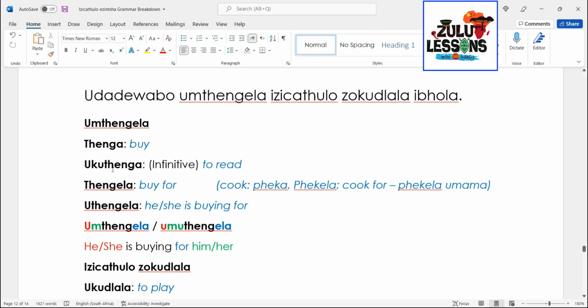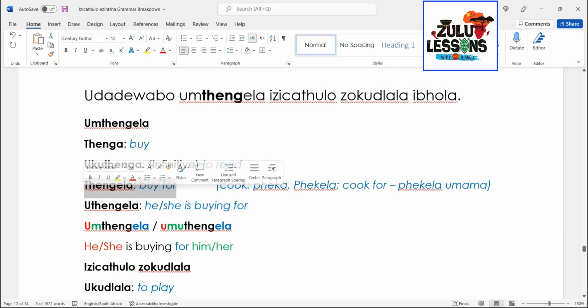So, umthengela is what I would like us to look at. The verb thenga means to buy. When we say thengela, we are saying to buy for. That is the impambosi, or derivative, to do for. So we add ELA to the end of the verb.